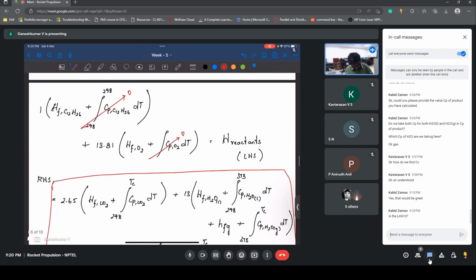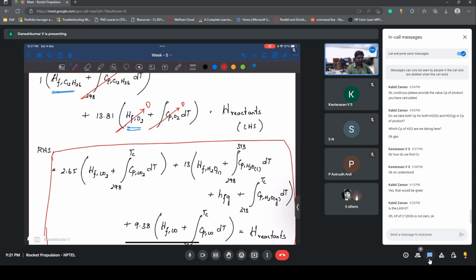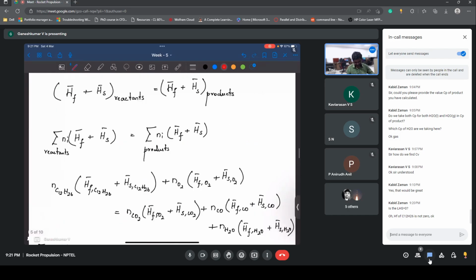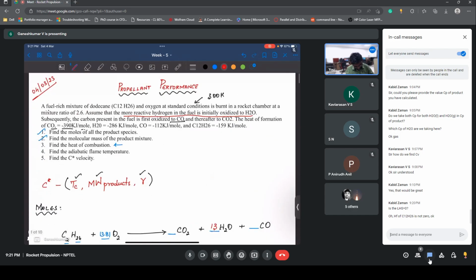See, you have formation enthalpies, right? Your formation enthalpy is remaining, right? Formation enthalpy of C12H26 is not zero. Formation enthalpy of O2 is zero. That is true, but C12H26 is not zero, right? It's like chemical energy for the reactant. So I have a fuel, and it should have some energy in order for it to react, right? So here H of reactants is not zero. HF of C12H26 is not zero. It's actually given in the question. So we have minus 259 kilojoules per mole.